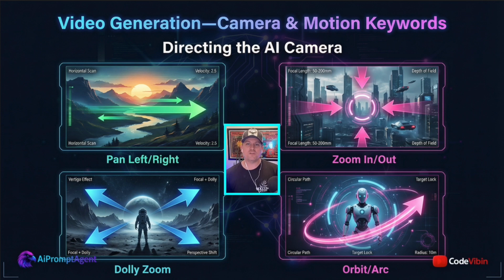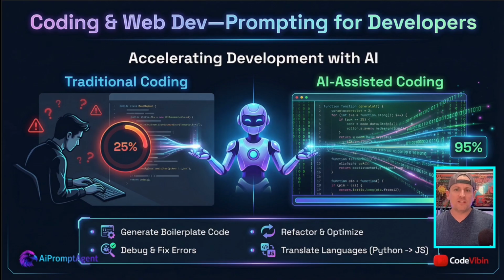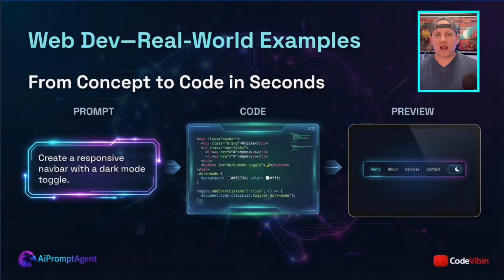We have mastered the visual world, but what about the digital infrastructure that powers it? Here we see some examples of how to prompt for code. Instead of writing HTML from scratch, you can prompt: create a responsive landing page with a hero section, 3 featured cards, and a footer using Bootstrap. The AI generates the boilerplate code instantly. For logic, you prompt: write a Python script that scrapes data from the URL, save it to CSV. This shift allows developers to focus on architecture and logic rather than syntax errors.